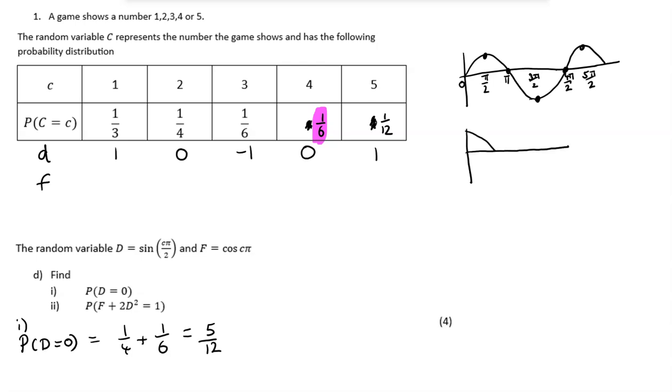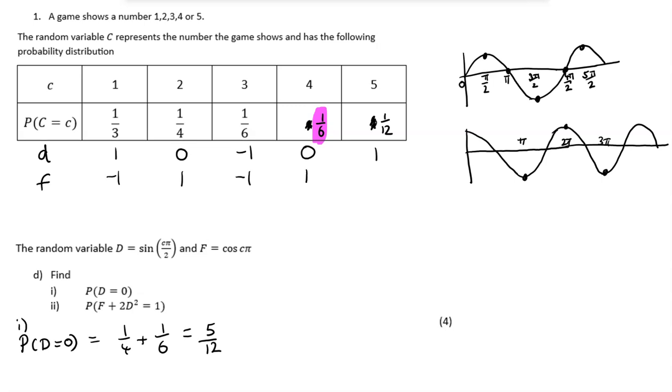Now cos, let's draw the graph here for a few more cycles. So we'll be looking at putting c as 1, 2, 3, 4, 5 and then work out the value of f. So that's cos of pi, which will just be -1. And then we'll do cos of 2 pi, so that will just be 1. And then we'll do cos of 3 pi, which is going to be -1.